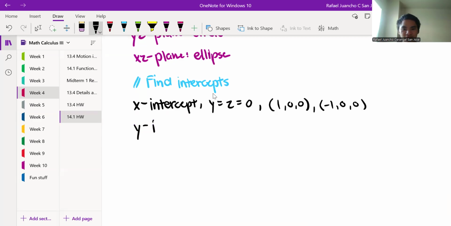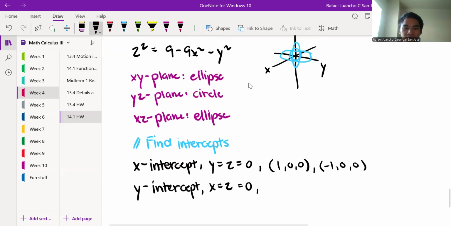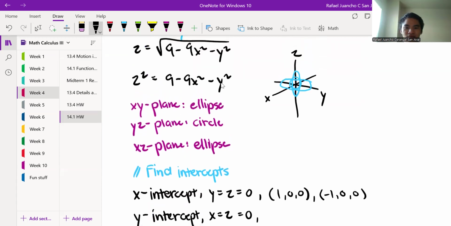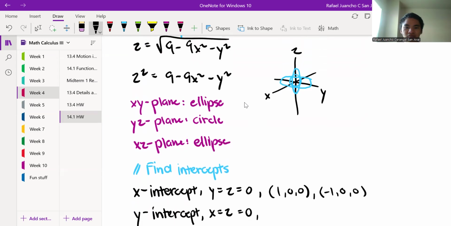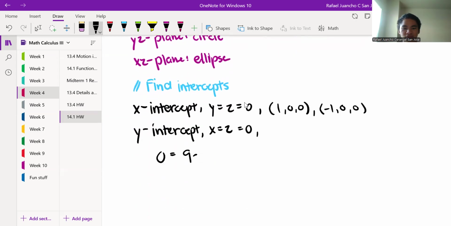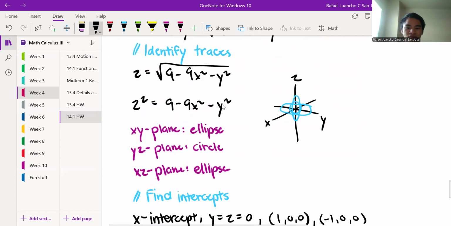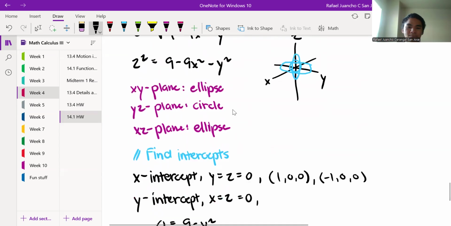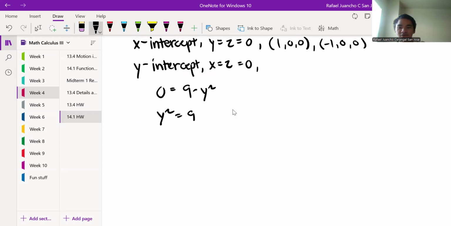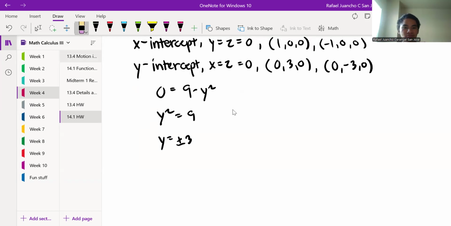If I want to find my y-intercept, then here's where I make my x and my z to be 0. So I have 0 equals 9 minus y squared. So I have y squared equals 9. And then I have plus minus 3. So I have (0, 3, 0) and (0, -3, 0).